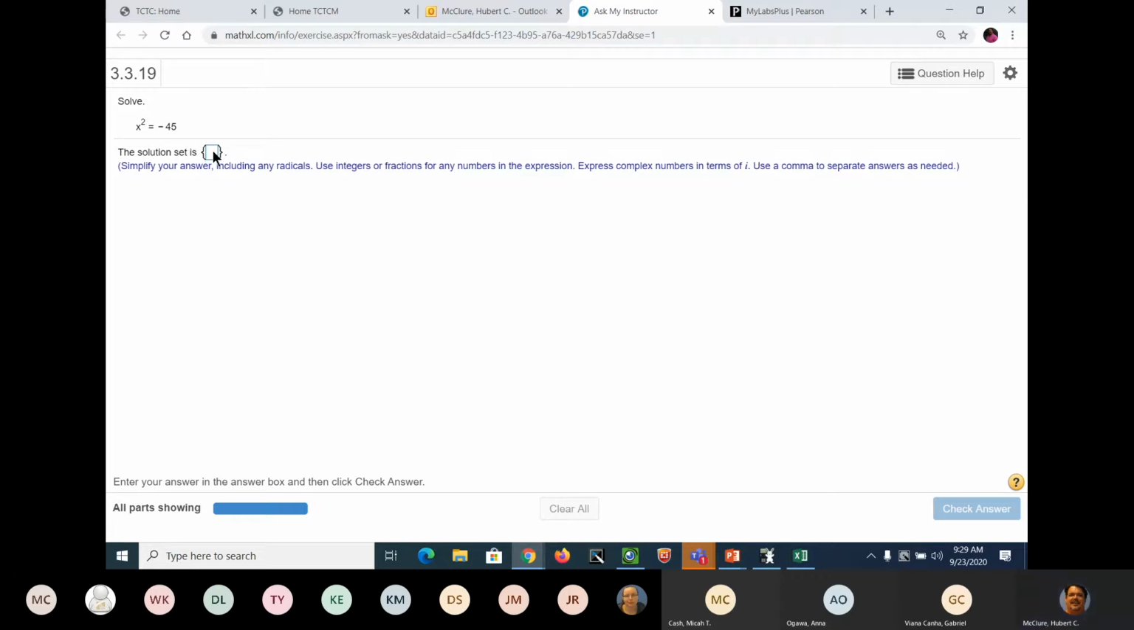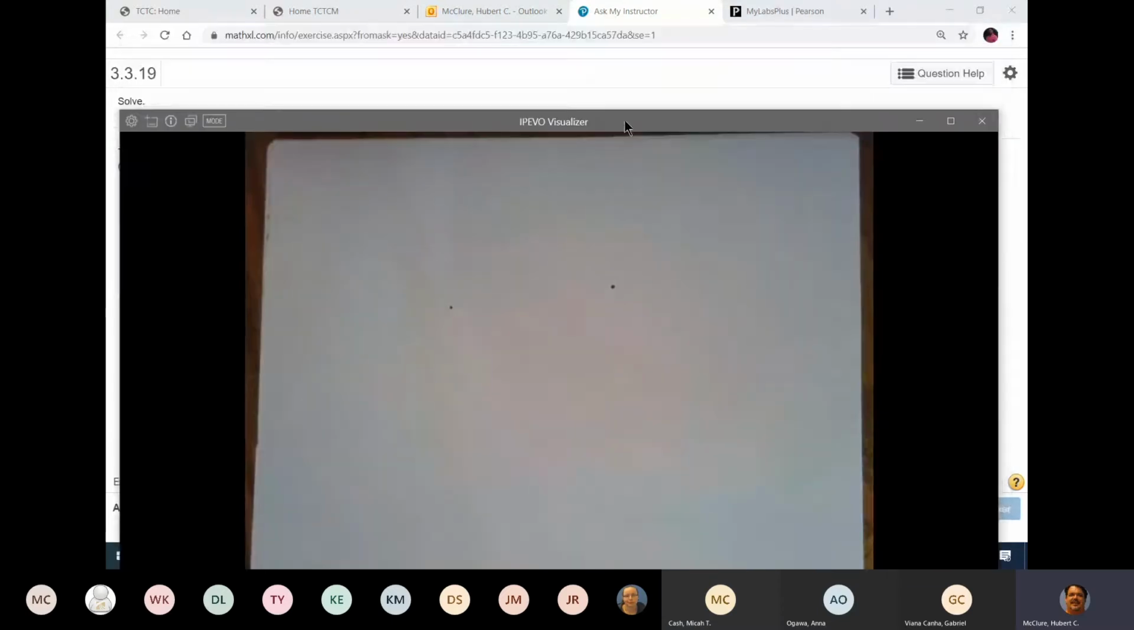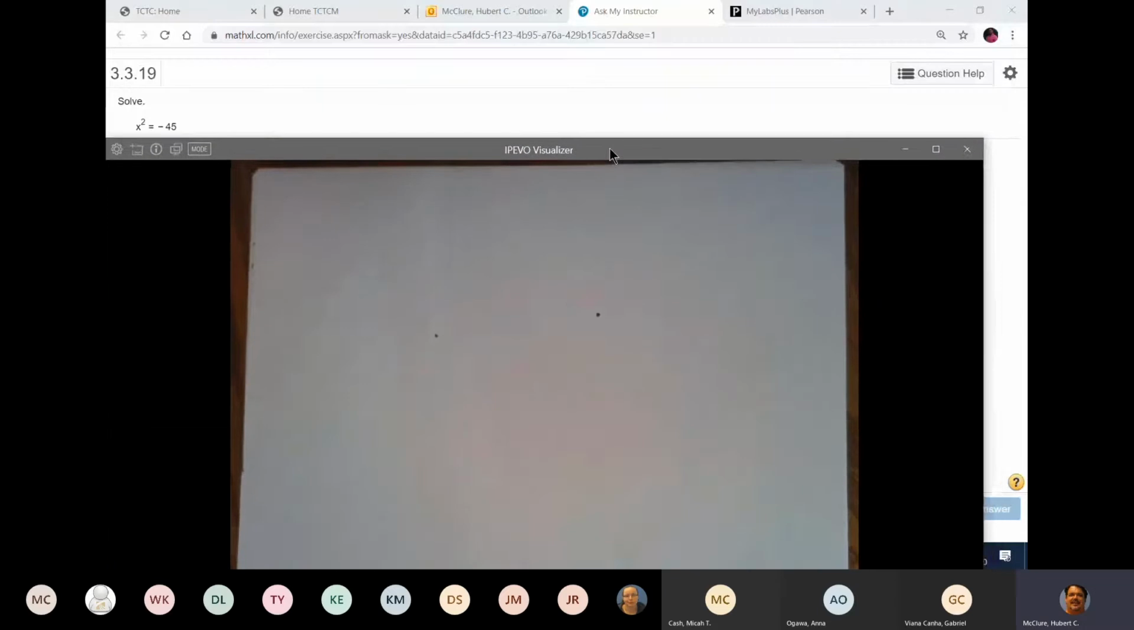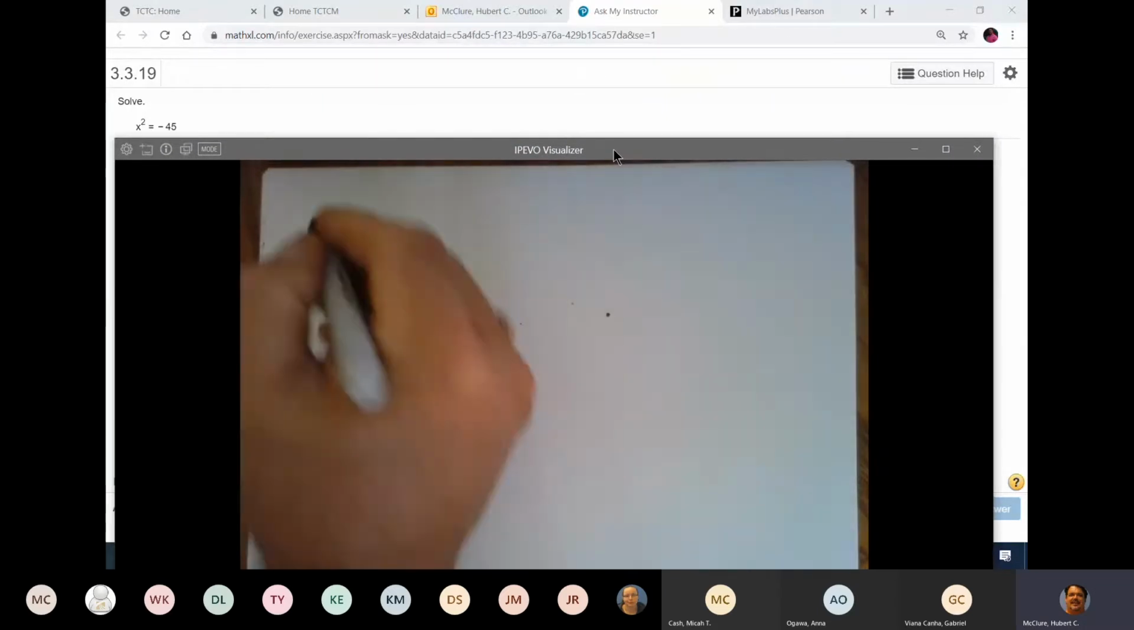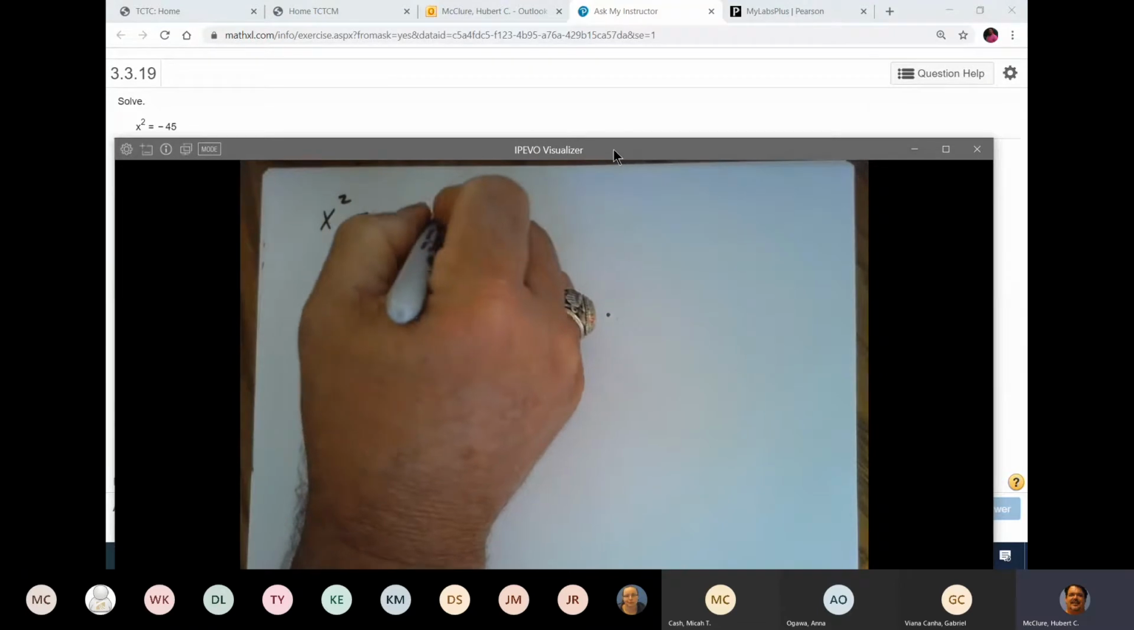Why? Why is it no solution? It should be in here. Okay, we got to put it in terms of I. Because you can't take the square root of what? You can't, of a negative number. Square root of a negative, exactly. So square root, or what does it say? Let me move it down a little bit. X squared is equal to negative 45. X squared is equal to negative 45.